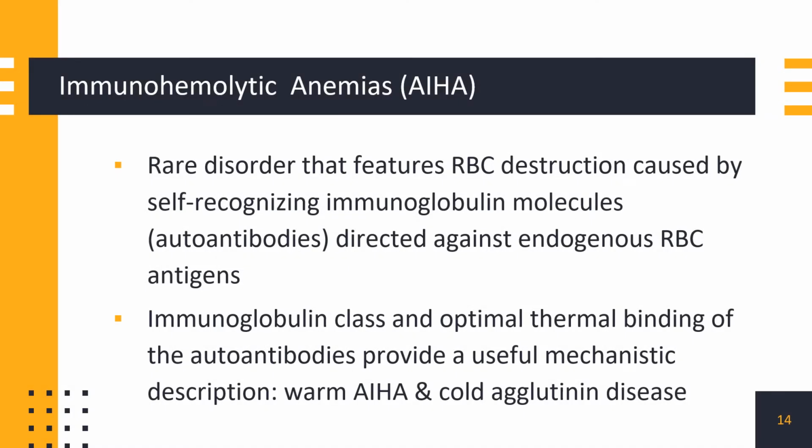Now let's proceed to the immunohemolytic anemias, or the AIHA. It is a rare disorder that features red blood cell destruction or hemolysis triggered by self-recognizing immunoglobulin molecules, or autoantibodies, directed against endogenous RBC antigens. Immunoglobulin class and optimal thermal binding of the autoantibodies will provide a useful mechanistic description: warm autoimmune hemolytic anemia, and cold agglutinin disease.